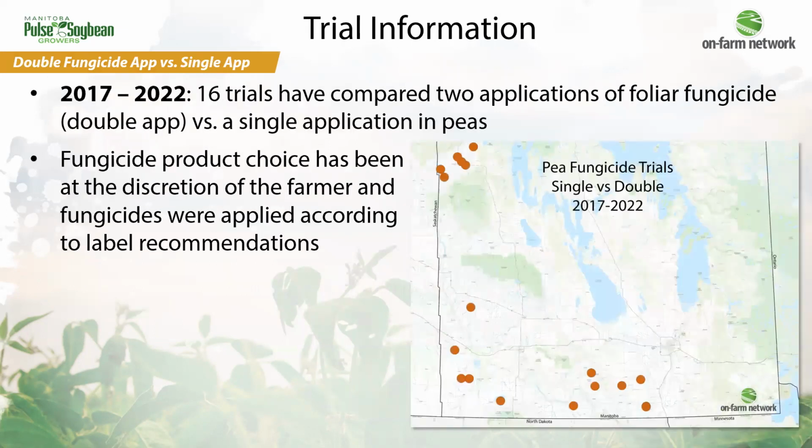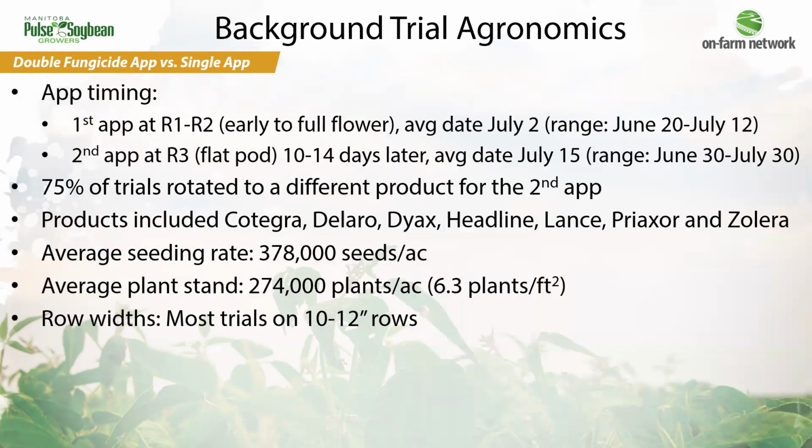From 2017 to 2022, 16 trials have compared 2 applications of fungicide versus 1 app in peas. And the distribution of this trial type is here on this map. These trials were more common in fields that had persistent leaf wetness and more moisture in the growing season. In terms of application timing, the first app was generally applied at early to full flower, which occurred anywhere from June 20th to July 12th.